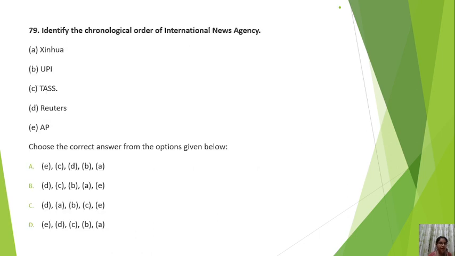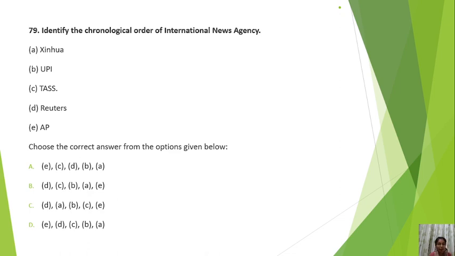Next is identify the chronology order of international news agencies: Xinhua, UPI, TASS, Reuters, and AP. AP, Associated Press, is a news agency of the US. Reuters, UK. TASS, Russia. UPI, US. Xinhua, China. But we have to tell the chronology.